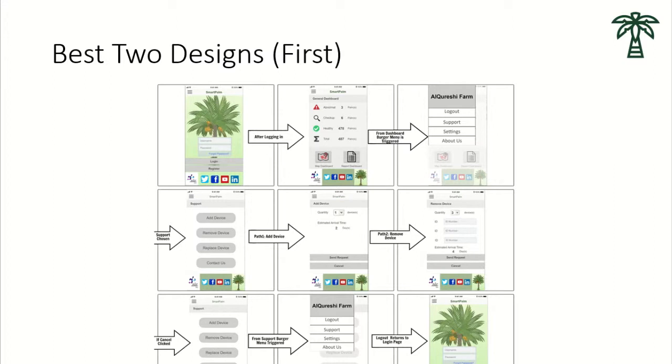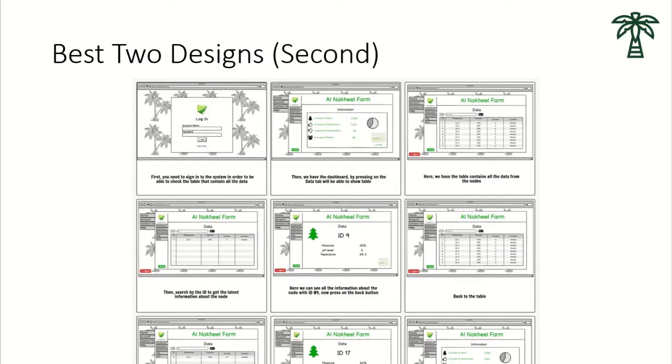After analyzing all the designs, we chose two designs. The first one is a mobile-based application, in which it is simple and you can navigate easily and open it easily. The second one is a web-based application, in which you can have as many tables as you want, as many tabs as you want, without any limitations, as in the mobile-based one.